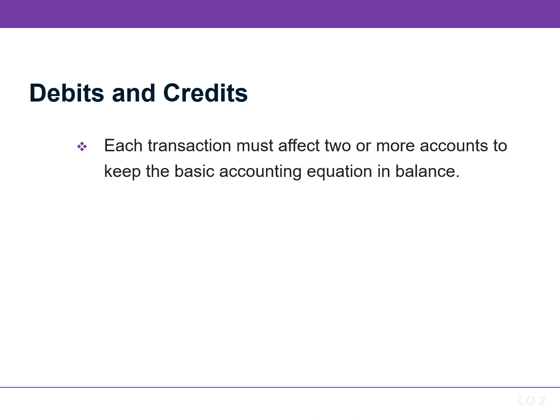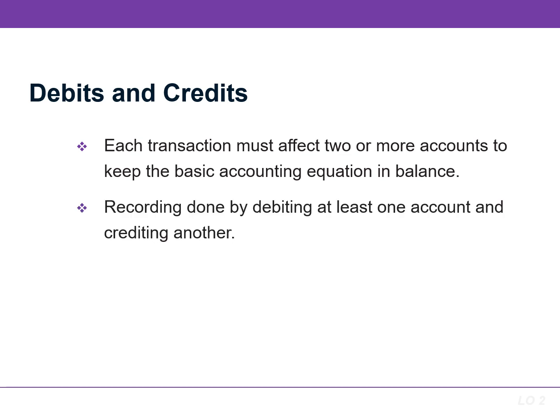Each transaction must affect two or more accounts to keep the basic accounting equation in balance. So we must record each transaction by debiting at least one account and crediting another. In other words, for each transaction, debits must equal credits.